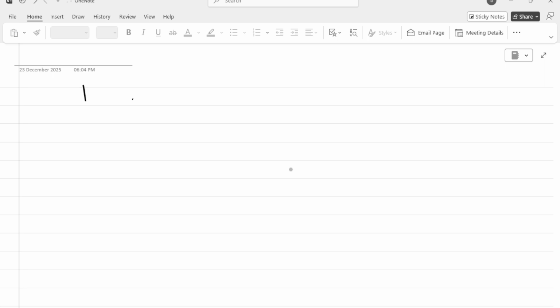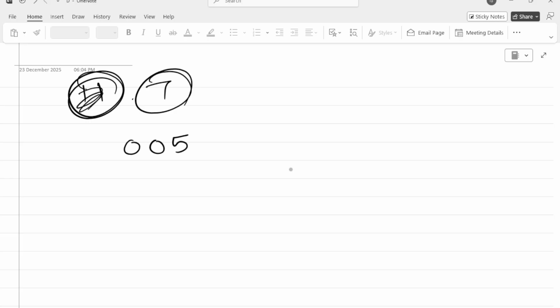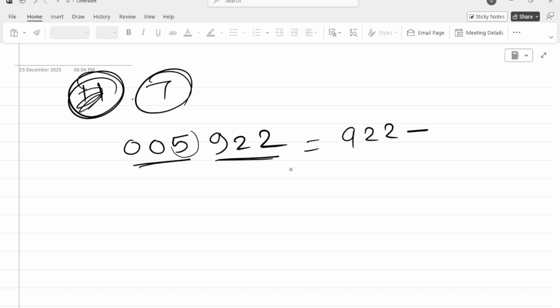Here we first solve the divisibility rule of 7. What's the divisibility rule of 7? Let's take an example like 005922. First we make pairs of 3 digits, one pair and a second pair. That is why we add zeros, to make a pair of 3 digits. Now 922 minus the starting 3 digits, which is 5. 922 minus 5, what do we get?